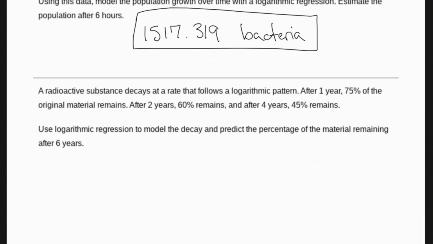A radioactive substance decays at a rate that follows a logarithmic pattern. After 1 year, 75% of the original material remains. After 2 years, it's 60, and after 4 years, it's 45. Use logarithmic regression to model the decay and predict the percentage of the material remaining after 6 years. So I will use 1 and 75. I don't need to worry about turning that into a decimal. Same types of numbers and using the same 6 as before. So thanks, ChatGPT, for being really creative and giving me some problems. Ugh. Let's go to our calculator.